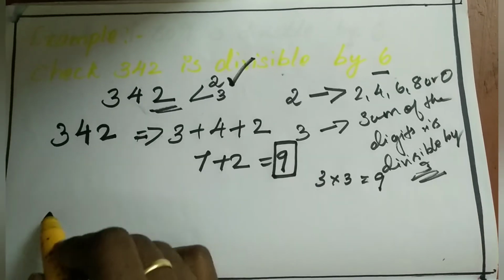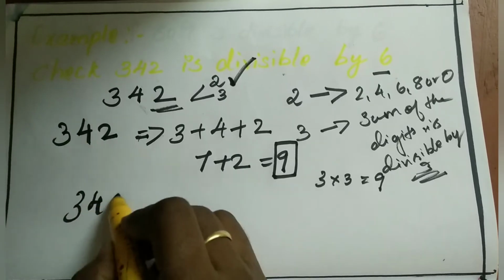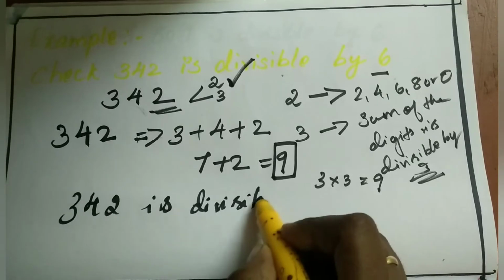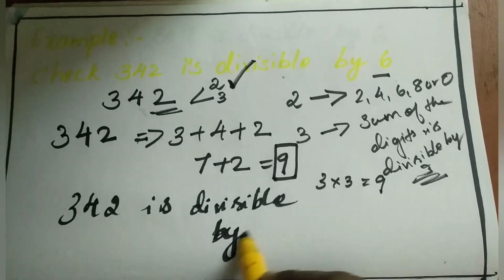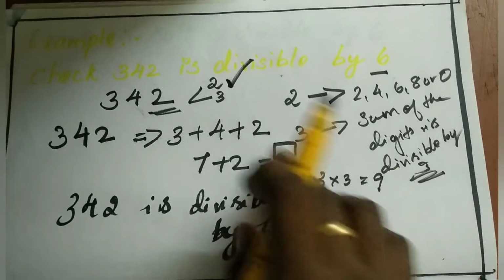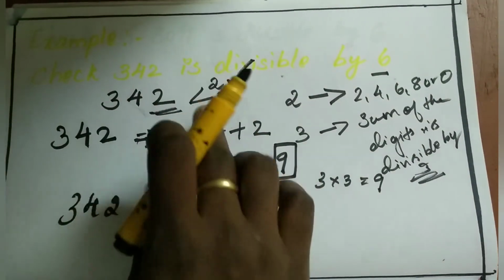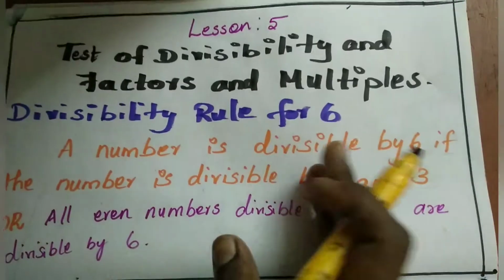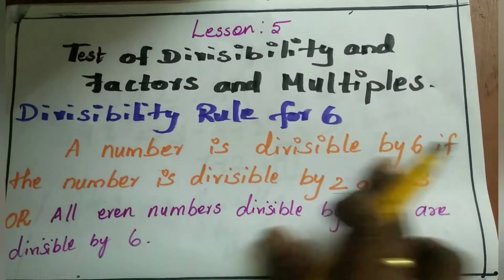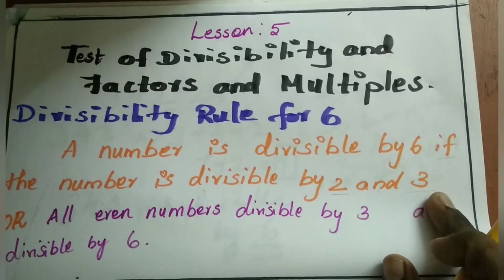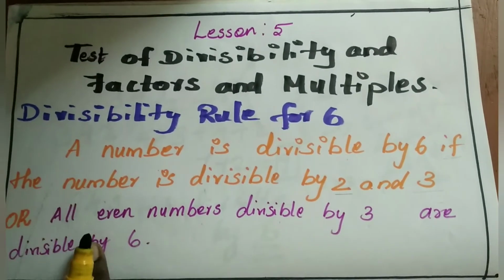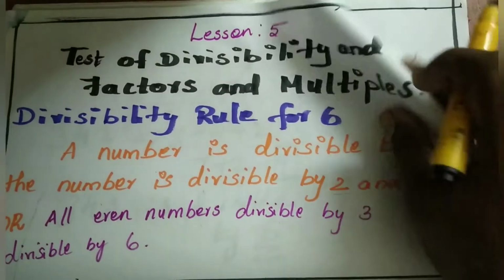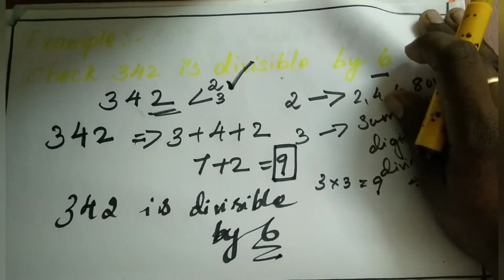So the given number 342 is divisible by 6. How can we tell? It satisfied both the two conditions. If a number is divisible by 6, the number should be divisible by 2 and 3. Or we can check it like this also: all even numbers that are divisible by 3 are divisible by 6. Okay, let's move on to our next example.